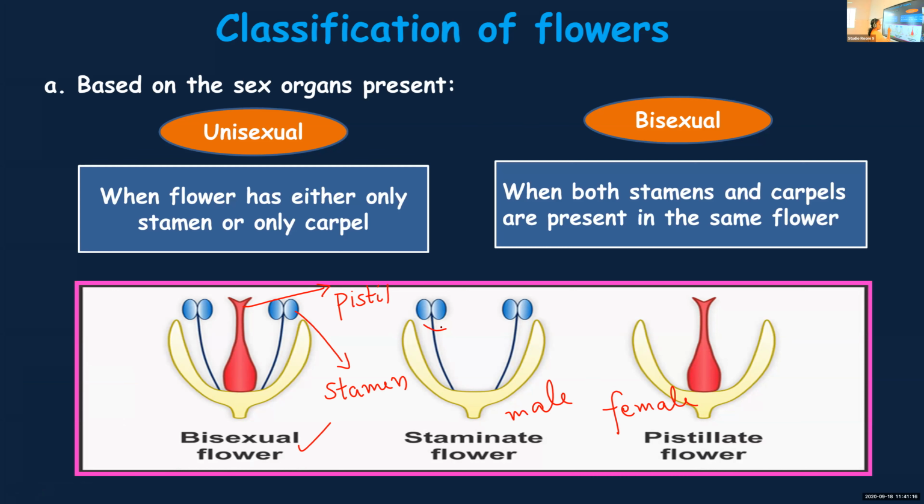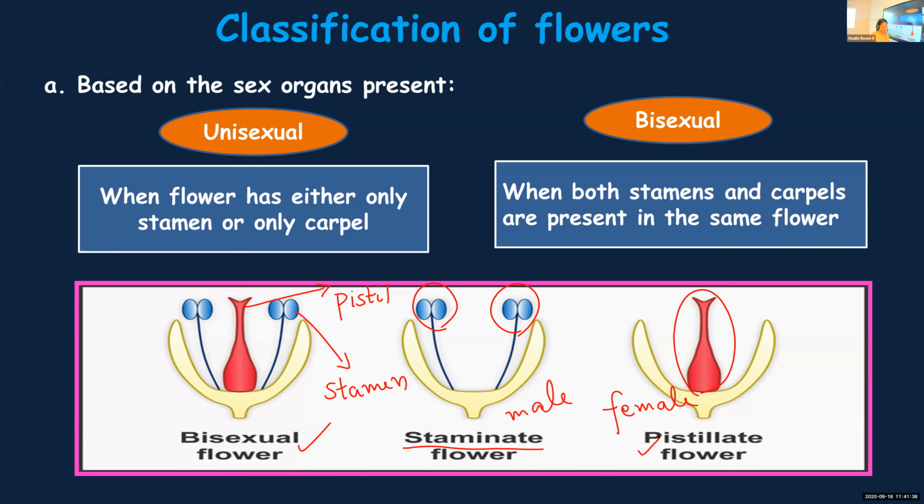Here only stamens are present. So it is a staminate or male flower. And here only pistil, no stamens. So it is a pistillate flower or a female flower. Okay. The names pistillate and staminate you don't have to learn, but these both are unisexual flowers.